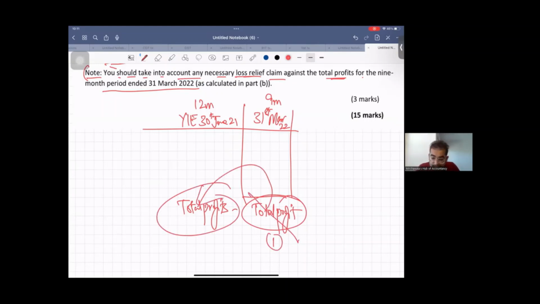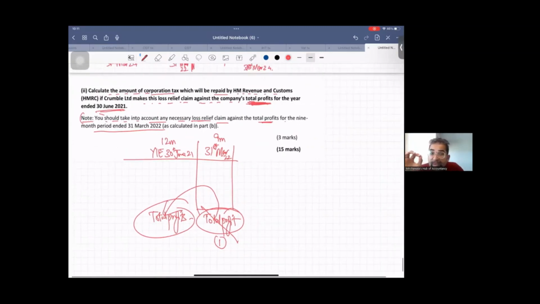So that's what the examiner is saying. See, the examiner is very helpful. The examiner is giving you an idea: if you want to go back, first kill the current year total profits. This is what the examiner is telling you.